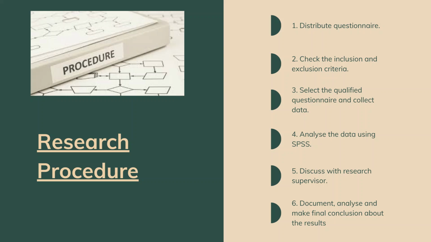For the research procedure, first, we are going to distribute the questionnaire to FSK UKM students. Then, we will collect back the questionnaire and check for the inclusion and exclusion criteria. We will select the qualified questionnaires and collect the data. We are going to use SPSS to analyze the data and discuss with our research supervisor. Lastly, we are going to document, analyze, and make a final conclusion about the result.